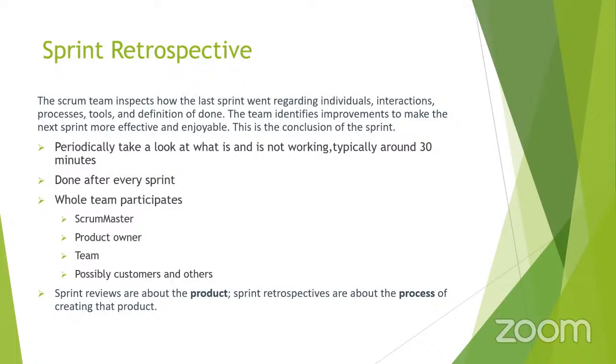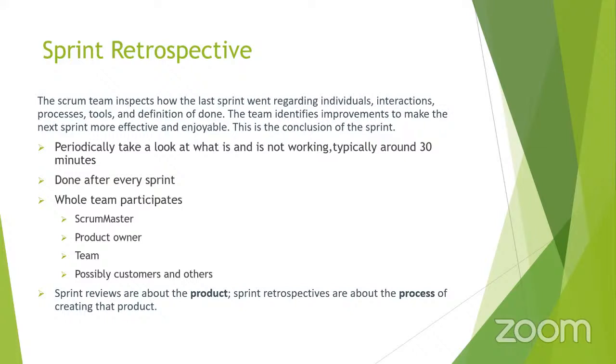The other one is the sprint retrospective. The Scrum team inspects how we have done in the last sprint, what activities were completed, and what the tools and the definition of done are. So periodically, we will see what is not working. It's around 30 minutes. The whole team participates in this meeting, the Scrum Master, product owner, and also if customers are interested, then they can join this meeting too.